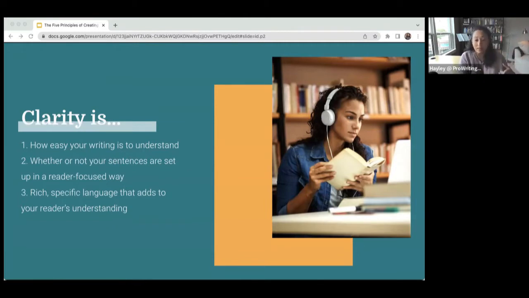So you will use simple, effective sentences that have rich and specific language. You might choose to use certain types of rich and specific language over others based on who your audience is, which I'll teach you in a little bit, but you're going to always have simple, effective sentences and rich and specific language. It has to be both. It can't just be one or the other. Okay, so that's what clarity is. So it's how easy your writing is to understand, whether or not you set your sentences up in a reader-focused way, and then finally, whether or not you're using rich and specific language that adds to your audience's understanding.